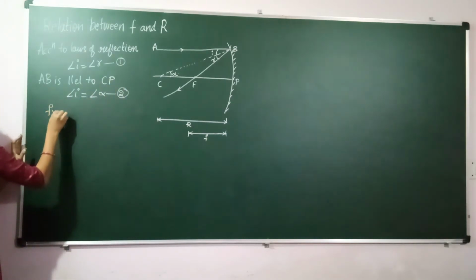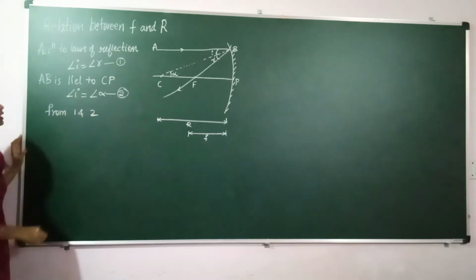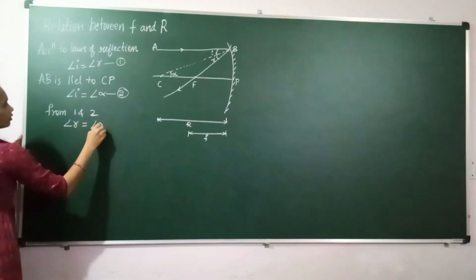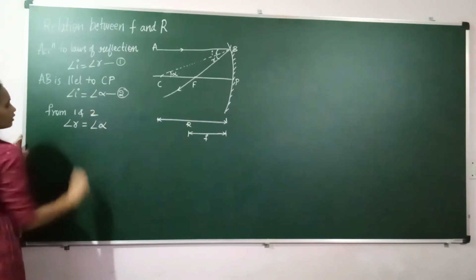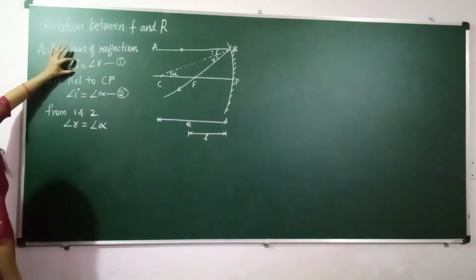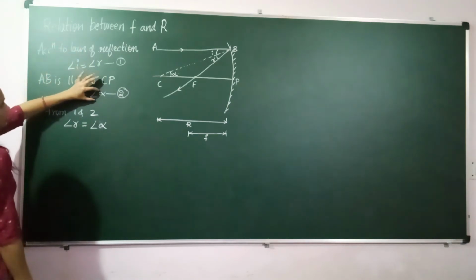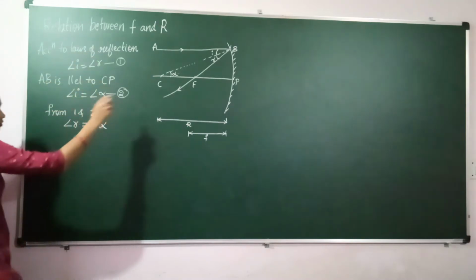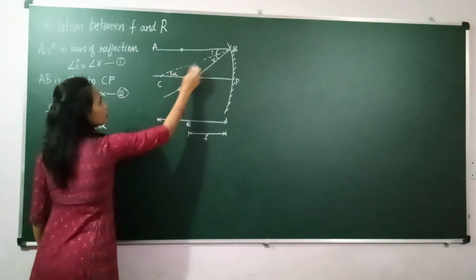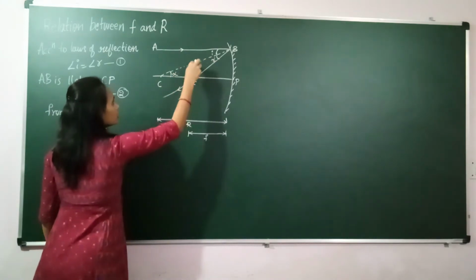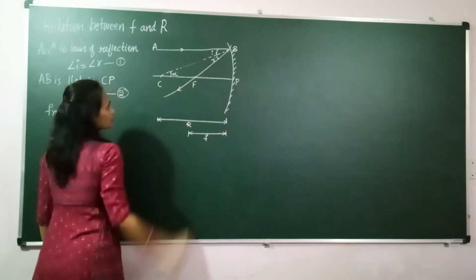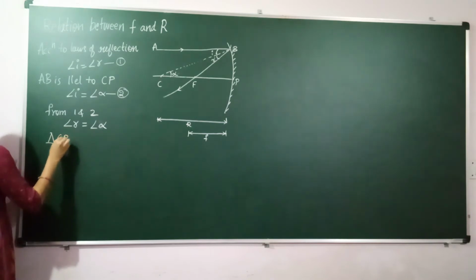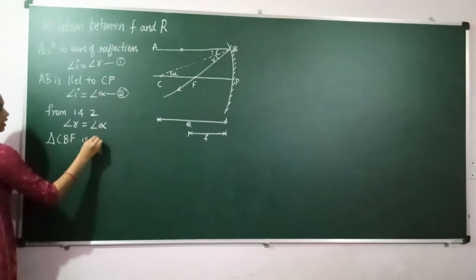So from 1 and 2 we can write angle R is equal to angle alpha, because see here, I is equal to R, and angle I is equal to angle alpha. From 1 and 2, this angle R is equal to angle alpha. Now if these two angles are equal in this triangle, this triangle is called an isosceles triangle. So triangle CBF is an isosceles triangle.